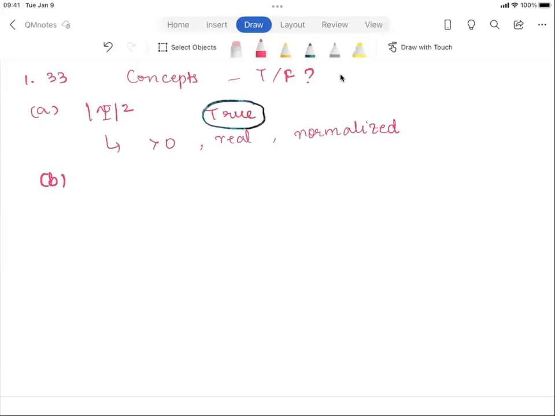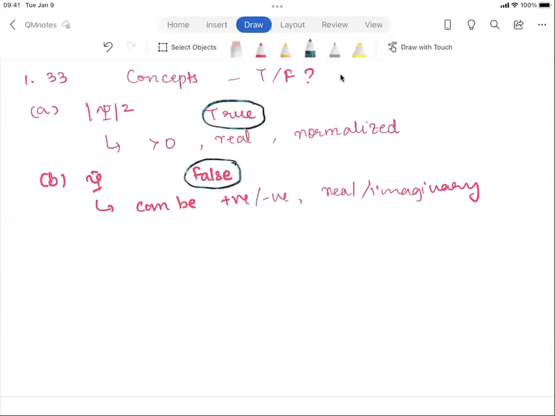Now for part B, the state function psi can never be negative. That is false, because the state function can be positive or negative, it can be real or imaginary, it can be anything. We only care about the probability density. The state function doesn't really have much significance in terms of understanding the system.